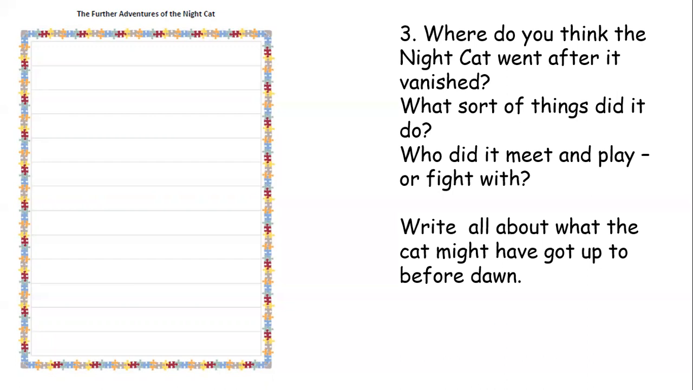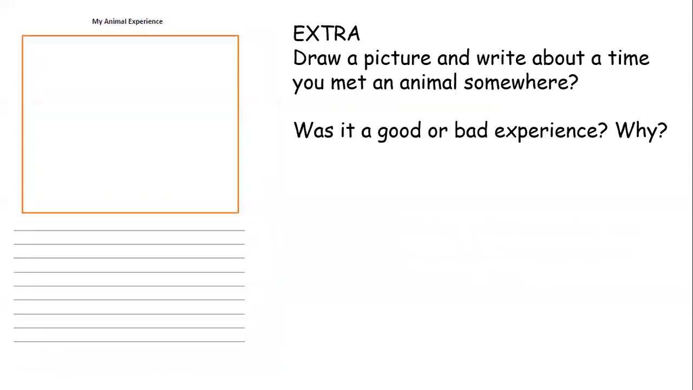The night cat went to the, make sure you include your conjunctions, time phrases to let us know when it's happening. So soon, next, then, later that night, things like that. Okay. And then you're going to write all about what the cat might have got up to. And then if you've got time at the end and you want to do some extra work, you could draw a picture and write about a time you met an animal somewhere. Was it a good or bad experience and why?